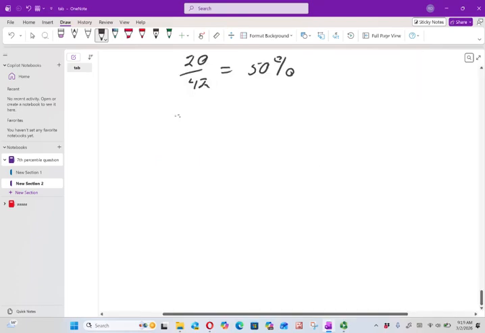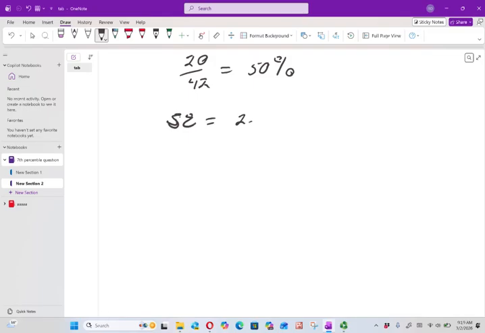Now we do the standard error, which is equal to 20 divided by the square root of 30. That's 3.65.